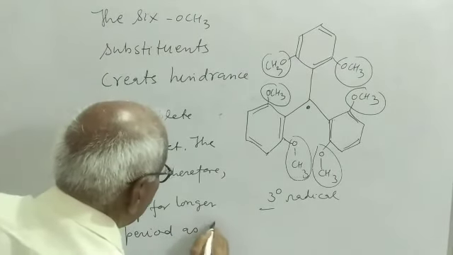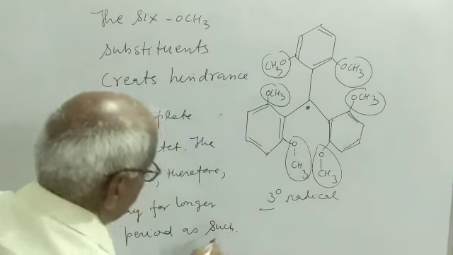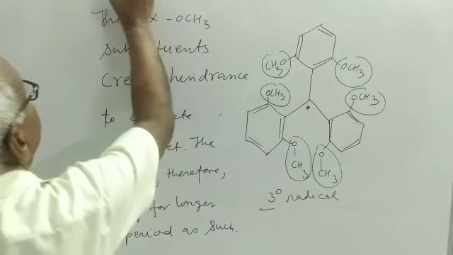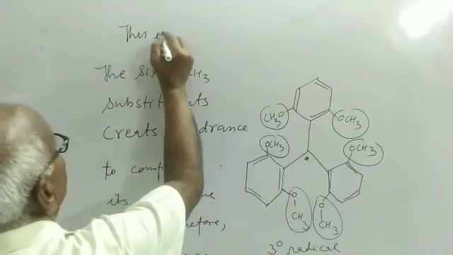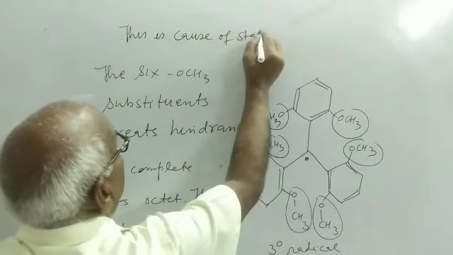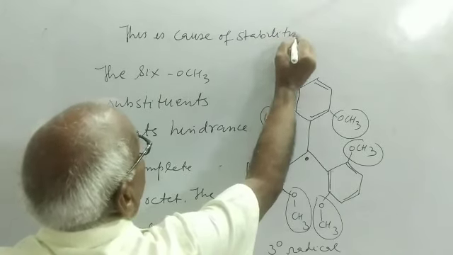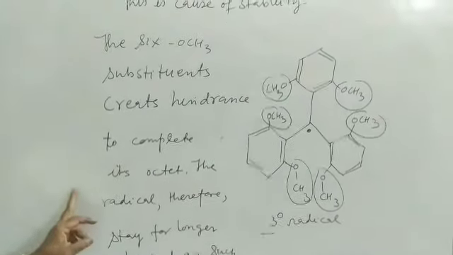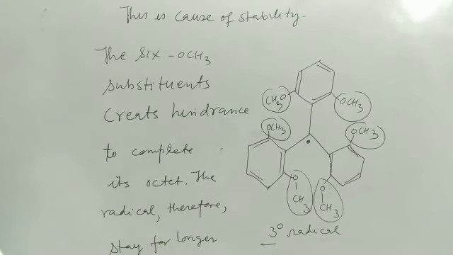As such, this is the cause of stability. This is the cause of stability. So in these examples there is steric hindrance which stabilizes the free radical.